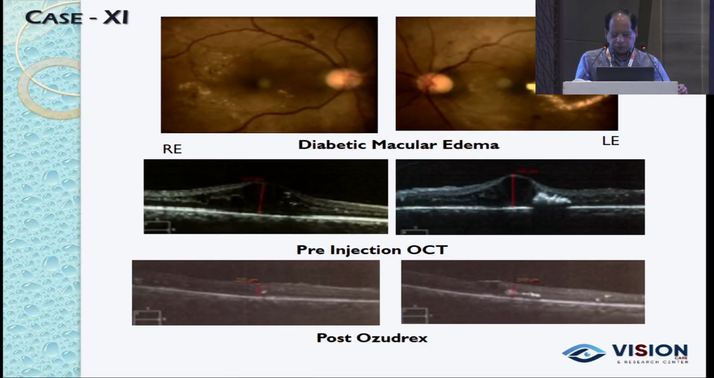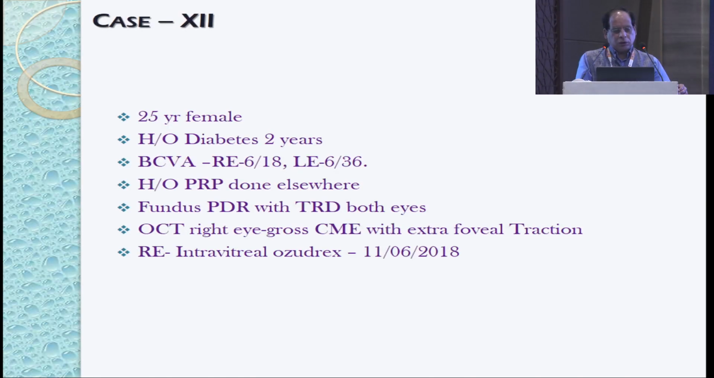There is another patient who has received Ozurdex. The CSME has decreased. This is a 25-year-old female. Unfortunately, she was diagnosed as diabetic 2 years back and was having retinopathy. She underwent PRP elsewhere, and when she came to us, she was having PDR with TRD. OCT in the right eye shows gross CME, but with extrafoveal traction. Since the fovea was not involved, we decided we could try Ozurdex because there were some issues with anti-VEGF because of some systemic conditions. So we decided for Ozurdex.